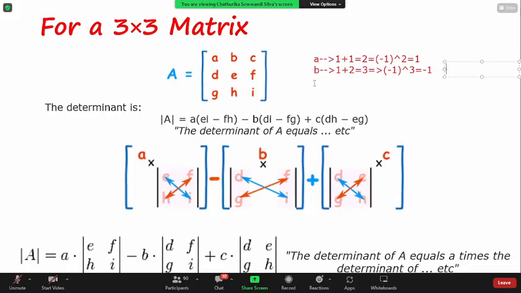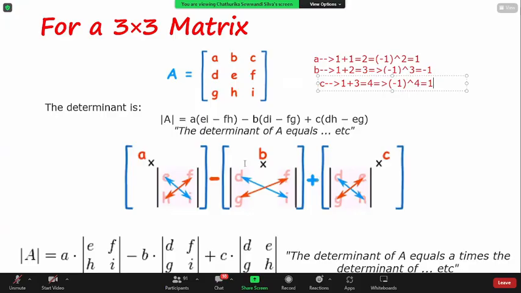Next, the last element C. What is the row number? 1. Column number? 3. Then what is the answer? 1 plus 3, 4. So we put it as a power of minus 1, minus 1 to the power 4. What is the answer? Plus 1. So that is why here it is plus.